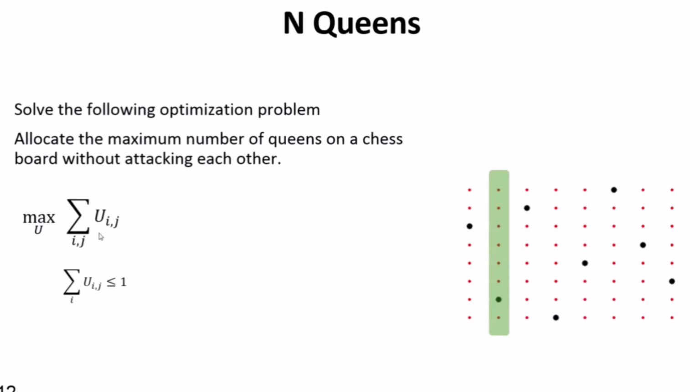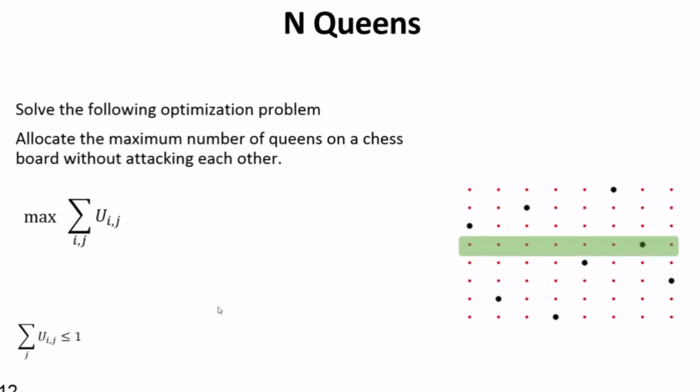Okay, so some rules. On each column, for every given column, for every j, we can't have more than one queen on the board. So this is written as follows: the summation over i, over the rows, should be less than or equal to 1. And a similar constraint holds for every given row: the summation over j, over the columns, should give us at most 1 queen on each row.